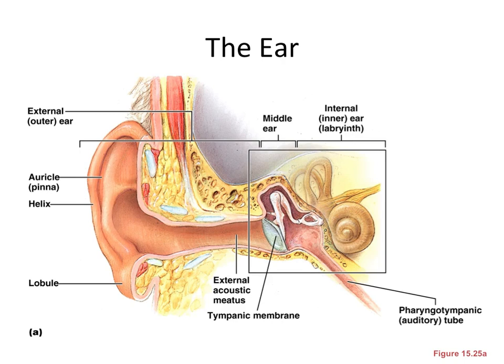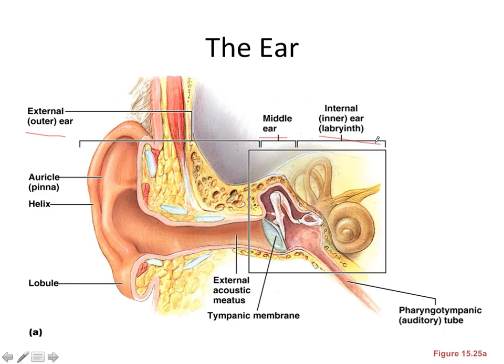The ear consists of three parts. As we can see in this slide, the first is the external ear, the second is the middle ear, and the third is the inner ear. Let me open this small pane. So, the external ear, middle ear, and internal ear.